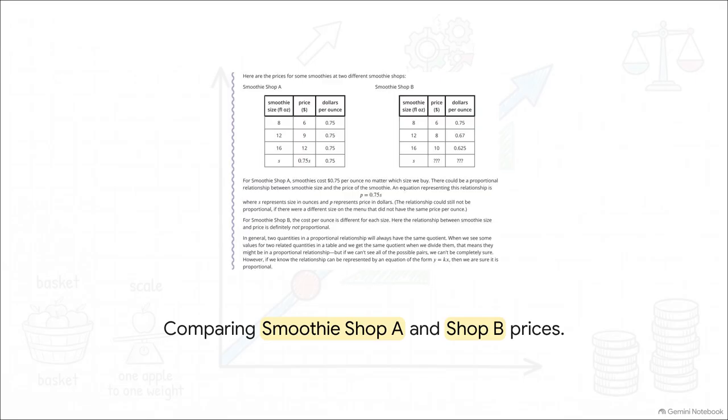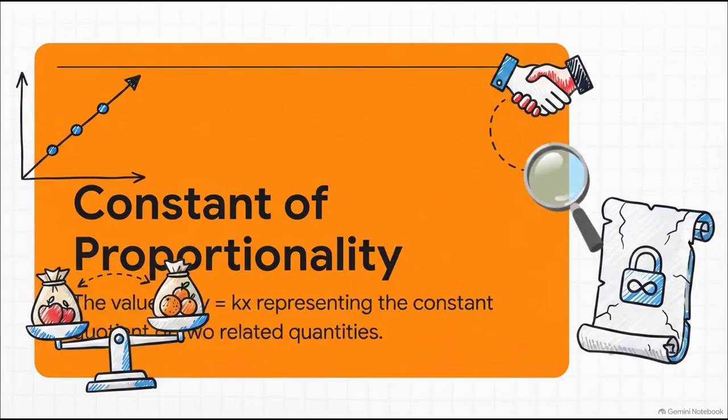But then, glance over at Shop B. An 8-ounce smoothie is $6, starting off the same at 75 cents an ounce. But a 12-ounce smoothie is $8. Divide 8 by 12, and suddenly that rate drops to about 67 cents per ounce. The unit rate actually varies. This brings us to a crucial point. The only thing that proves a relationship is completely proportional is an equation in a very specific format. That equation is y equals kx. In this setup, y and x are our two related quantities, and k is what we call the constant of proportionality. Think of k as the unbreakable rule of the relationship. It is the exact same quotient you get every single time you divide y by x.